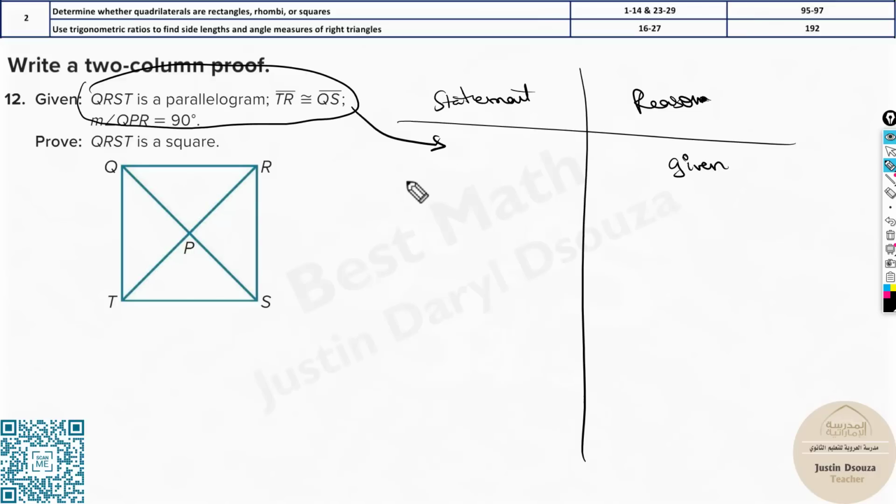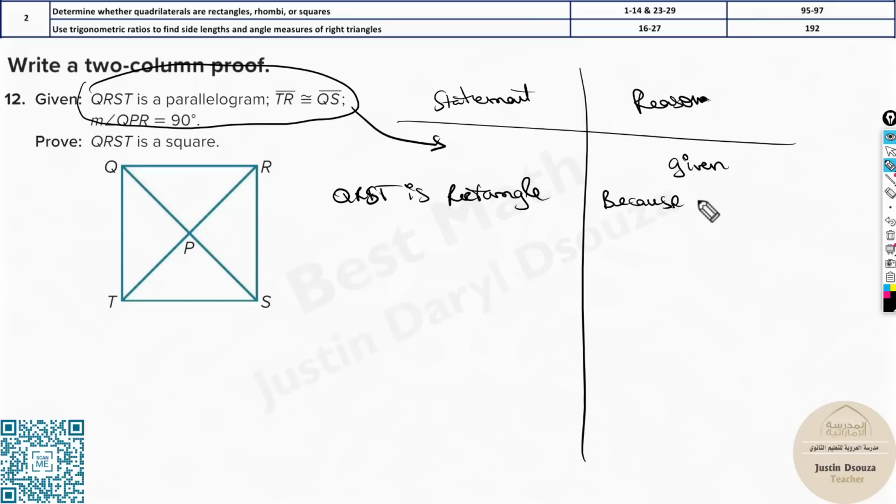Next, what do they tell about the diagonals? Diagonals are congruent, right? If the diagonals are congruent, it should be a rectangle. It's either a rectangle, square, or rhombus, but we can't prove it's a square or rhombus. It's definitely a rectangle, because that's the rule. Now I'll write over here, QRST is a rectangle.